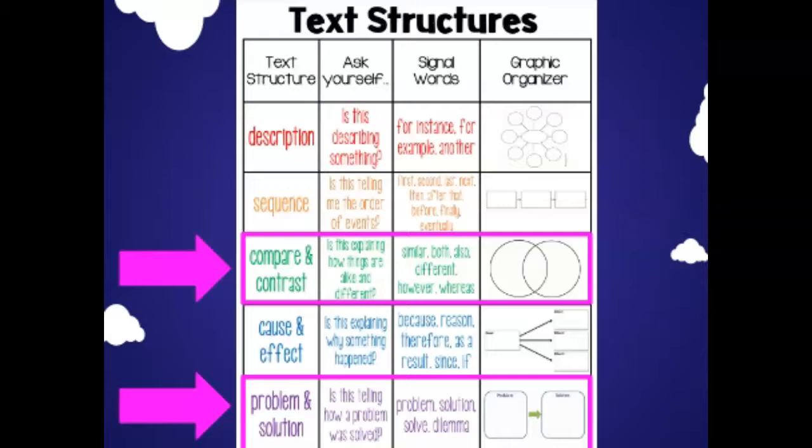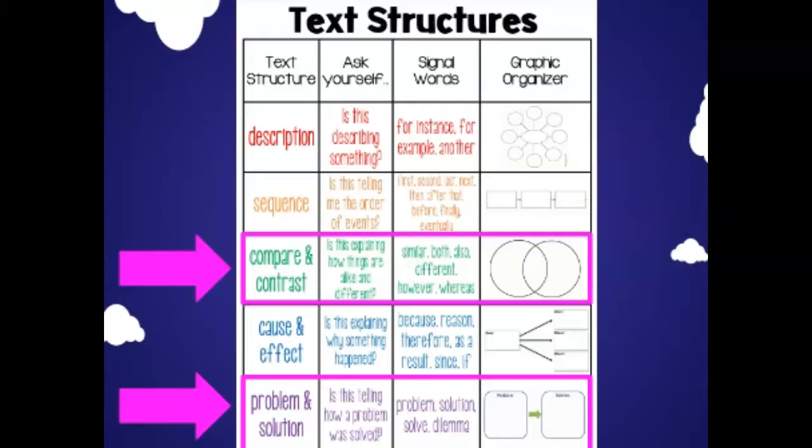When we see compare and contrast, is the author comparing how things are alike and how things are different? Are they using signal words? Similar, both, also, different, however, whereas.